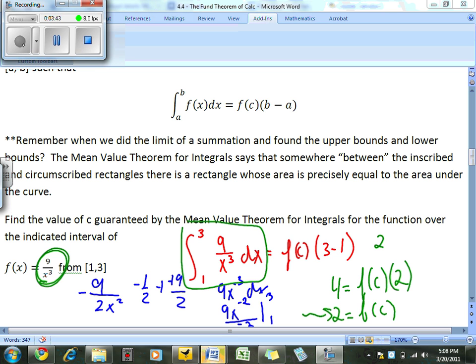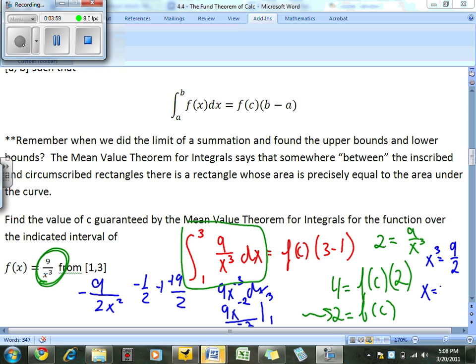So we'll say 2 equals 9 all over x cubed. Let's solve this equation. We bring our x cubed over, divide by 2. So we'll have x cubed equals 9/2 and take the cube root.